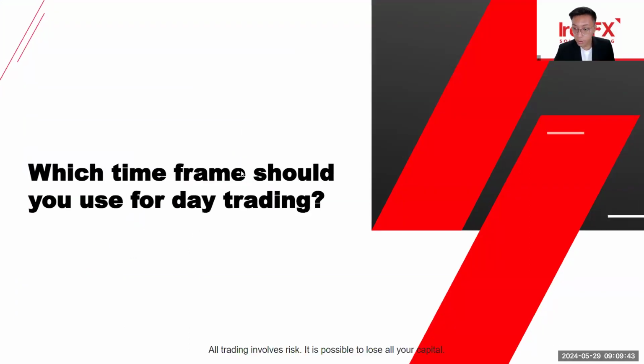So next part will be which time frame should you use for day trading? The three time frames will be daily, H4, and H1. The daily is to look at your daily bias, whether you should be looking for buys or sells. Then H4 and H1 is to draw out your horizontal key levels. So just these two things that you need to take note of.